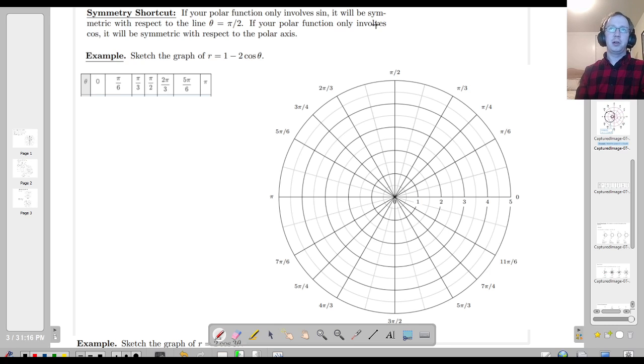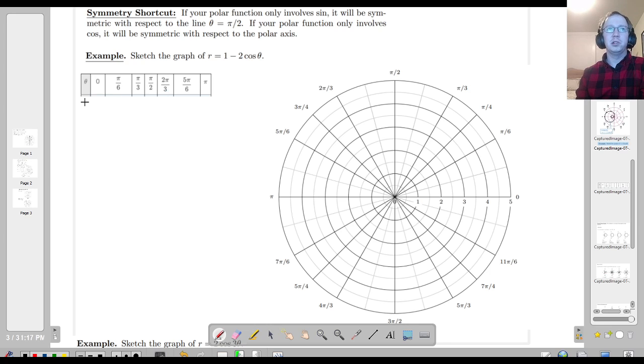If, on the other hand, your function r equals something only involves cosine, it's definitely going to be symmetric about the polar axis. That's the x-axis. So without really doing any math, we can just shortcut to knowing what kind of symmetry we have for those things. So let's try to use that to our advantage to graph a new function, r equals 1 minus 2 cosine theta. So notice, r equals, well, it only involves cosine, so according to my shortcut here, I know it's going to be symmetric with respect to the polar axis. In other words, it would just mirror across that x-axis.